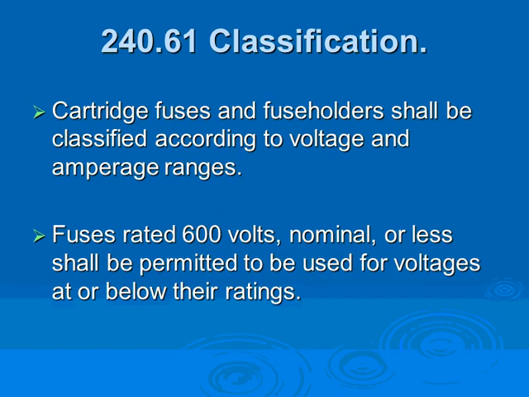Classification. Fuses and fuse holders shall be classified according to voltage and current. As it says, fuses rated 600 volts nominal or less shall be permitted to be used for voltages at or below their voltage rating. A 600 volt fuse, I can use on a 240 or 480 volt system. I can't use a 600 volt fuse in a 13K system, 13.8K.